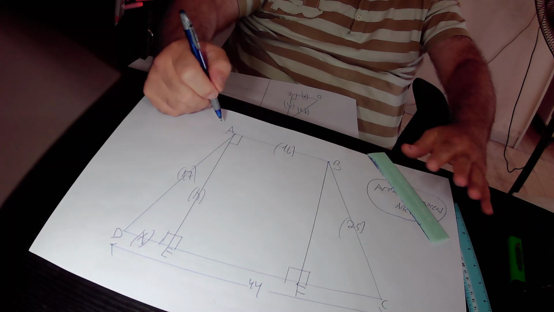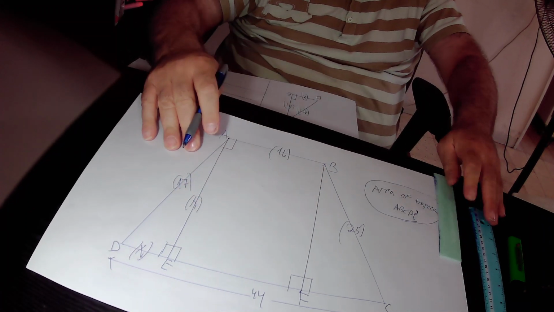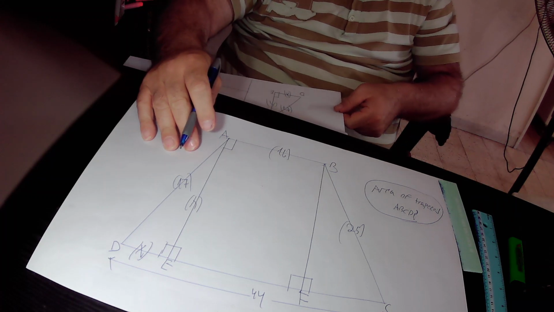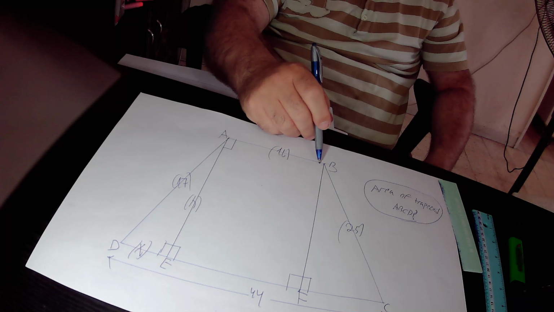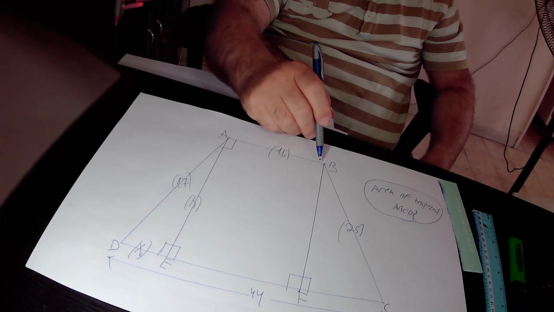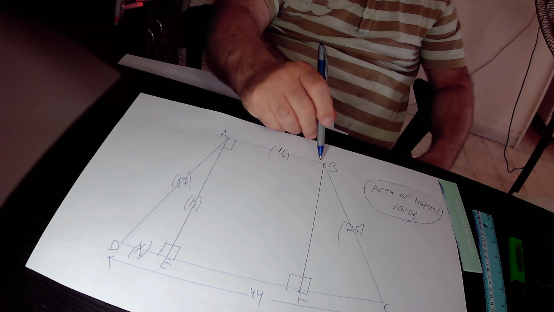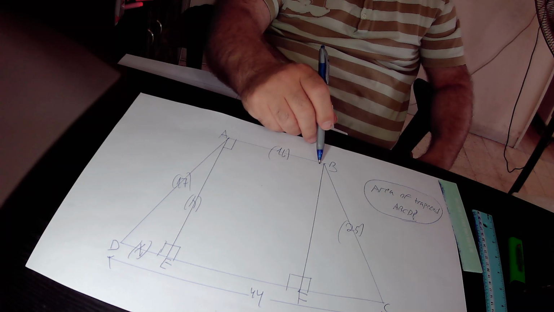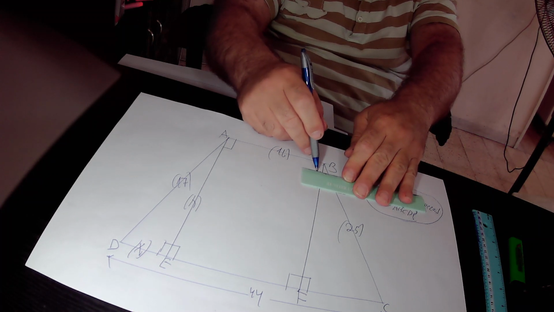Inside quadrilateral ABFE, we have three right angles. The sum of three right angles is 270 degrees. So 270 degrees plus the size of this fourth missing angle must be equal to 360 degrees, according to the rule that states that the sum of the angles in any quadrilateral is equal to 360 degrees. Therefore, this fourth missing angle must be equal to 90 degrees.